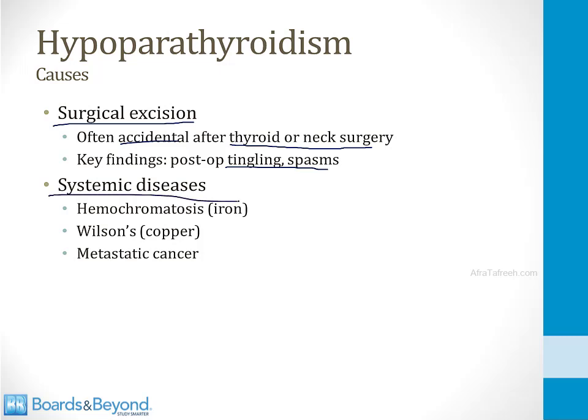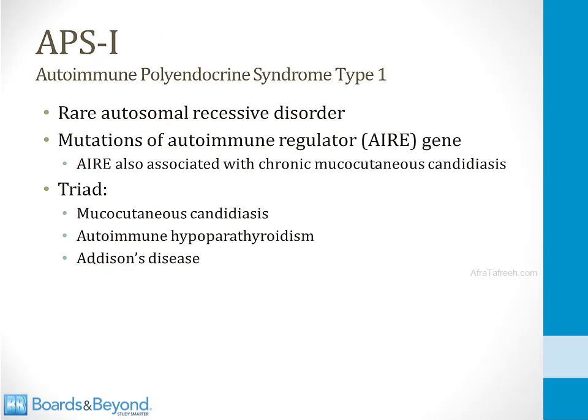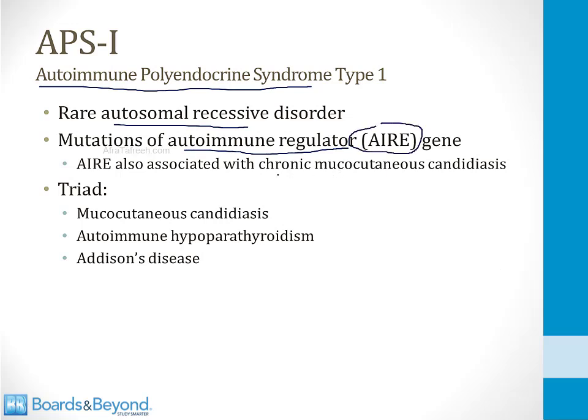There are other much more rare causes of hypoparathyroidism. This can include systemic diseases like hemochromatosis with iron deposition or Wilson's disease with copper deposition, or rarely metastatic cancer has been described invading the parathyroid gland. All these things can destroy the parathyroid tissue and lead to hypoparathyroidism. There are two rare causes of hypoparathyroidism that you should know as a medical student for step 1. The first one is called autoimmune polyendocrine syndrome type 1. This is a rare autosomal recessive disorder that is caused by mutations in autoimmune regulator genes or AIRE genes. Mutations of these genes are also associated with chronic mucocutaneous candidiasis, which is a disorder I discuss in more detail in the ID modules.